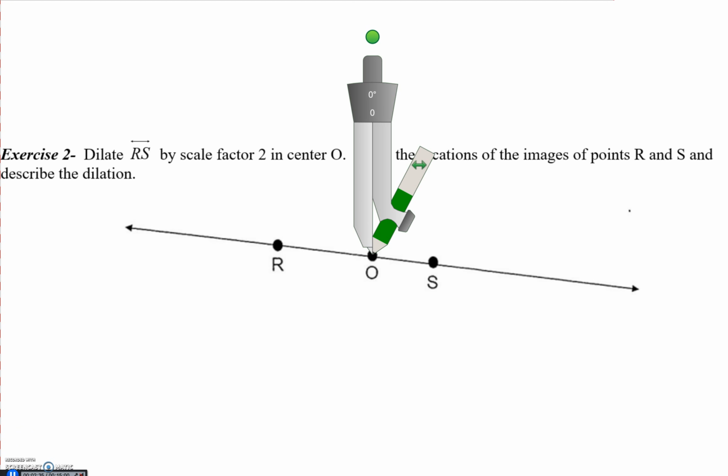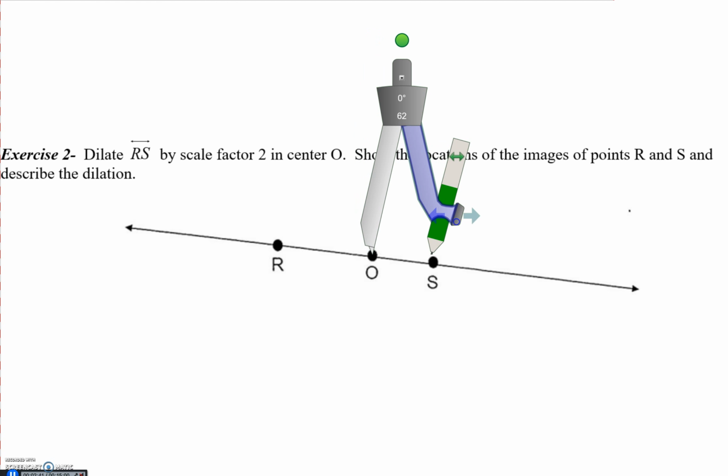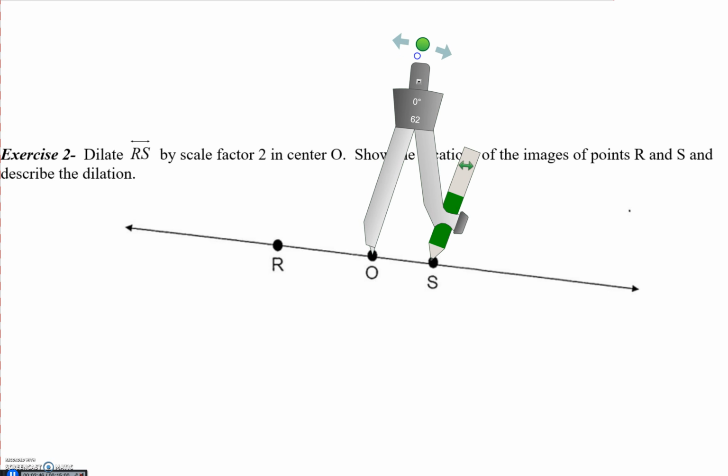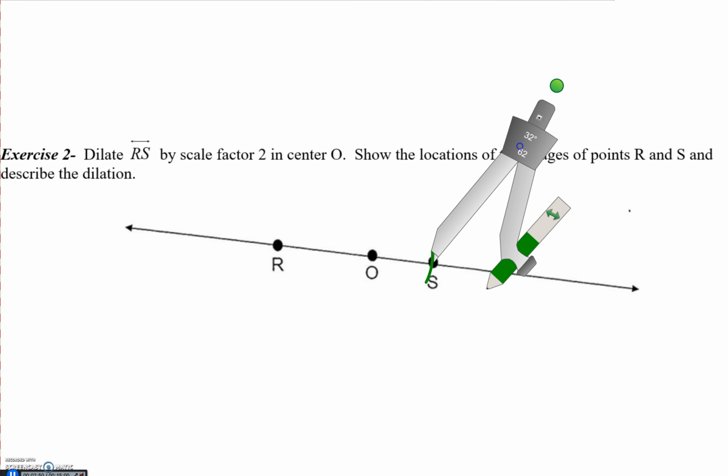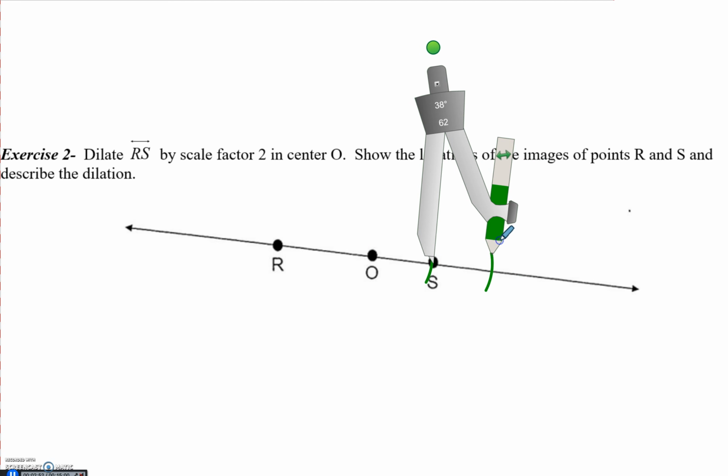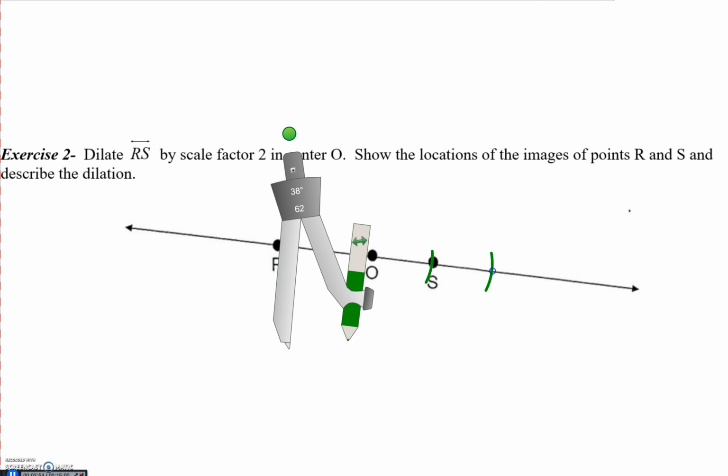I'm just going to start with S. So I'm going to open my compass from the center of dilation O so that it's on S, and I'm going to mark it once. And then it's at a scale factor of twice, so I'm going to move it over and mark it again. That is going to be our S prime.